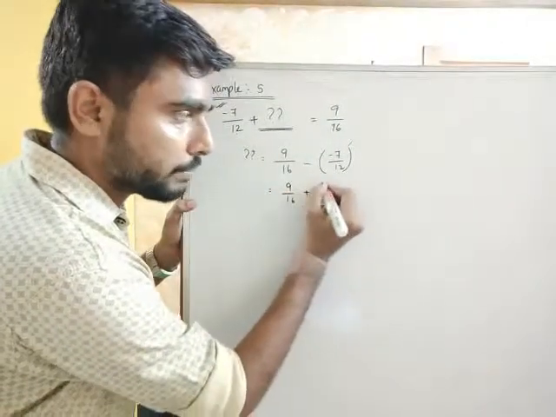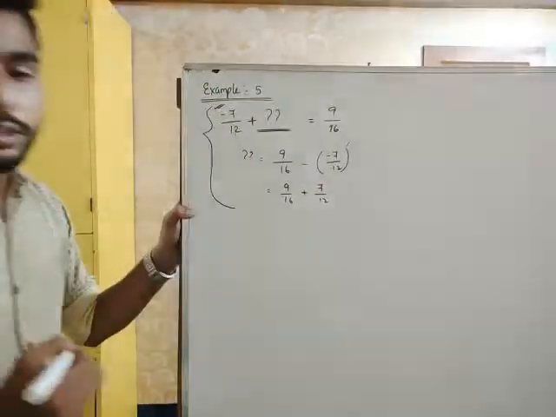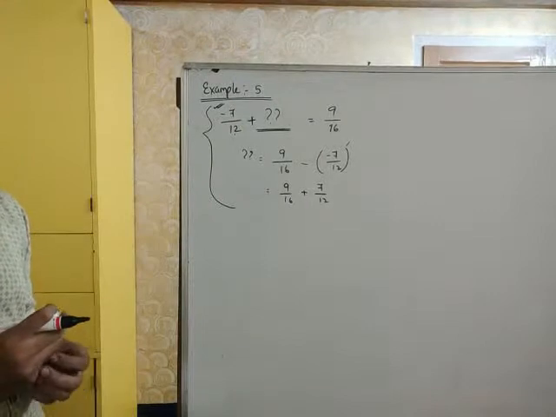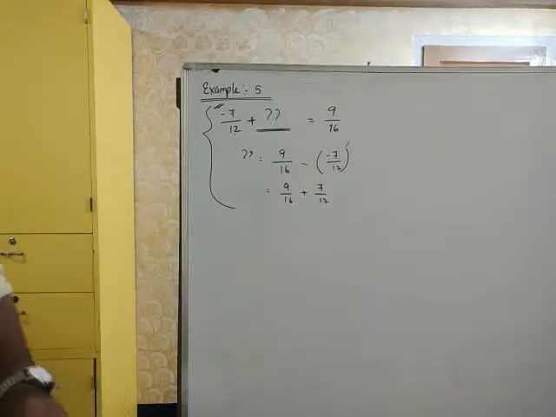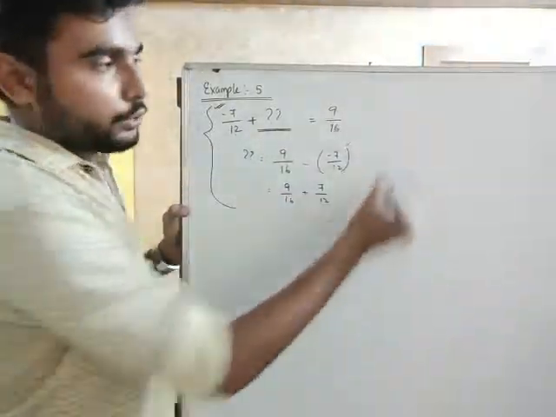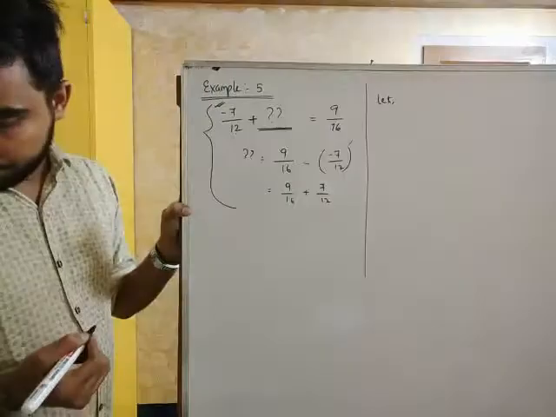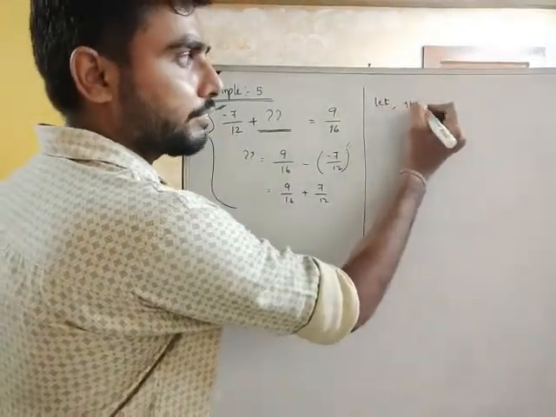And it will be equal to 9 by 16 minus minus, the bracket opens and it becomes plus. So this is the note of your solution. Okay, finally you have to note it down. If it is difficult, take it as x and solve. This is the note. You can go like this: let the number to be added be x. So that will be little easier, I feel.